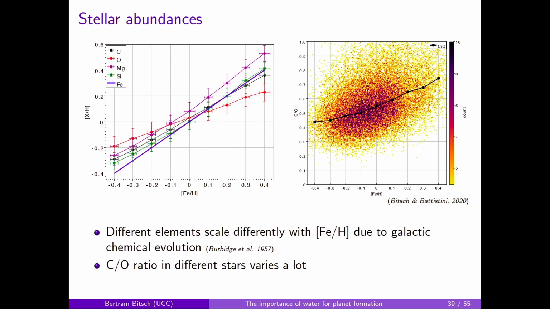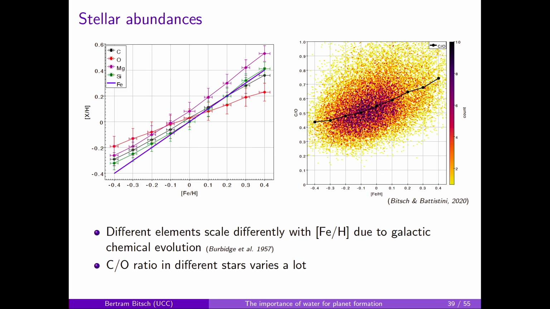So this is what you see here on the right. This is, again, the iron abundance on the x-axis, but on the y-axis, we have the C/O ratio of the star, of all the stars in our sample. All these dots correspond to stars. You can kind of follow this black line. There seems to be some sort of trend with the C/O ratio with increasing metallicity.